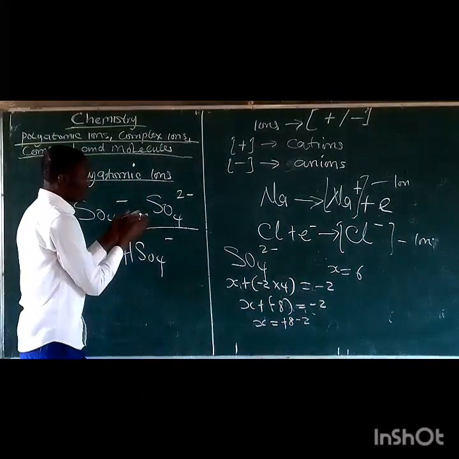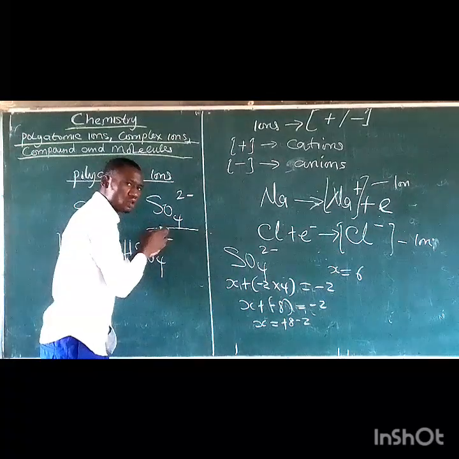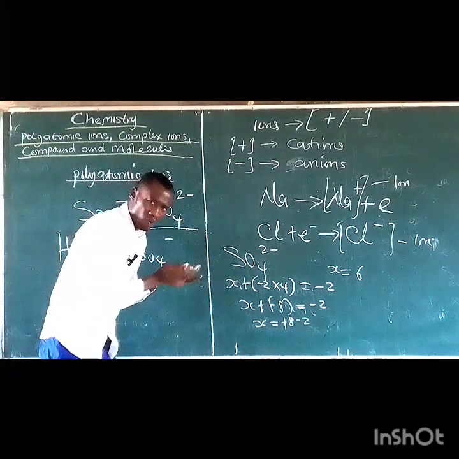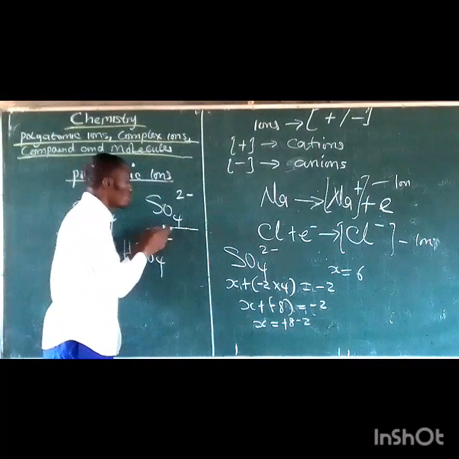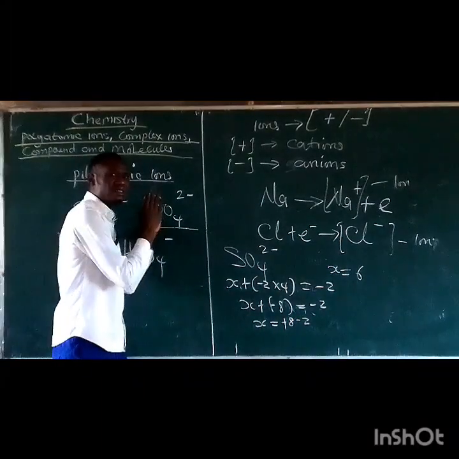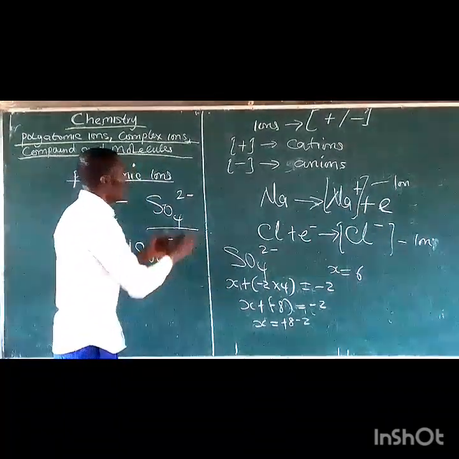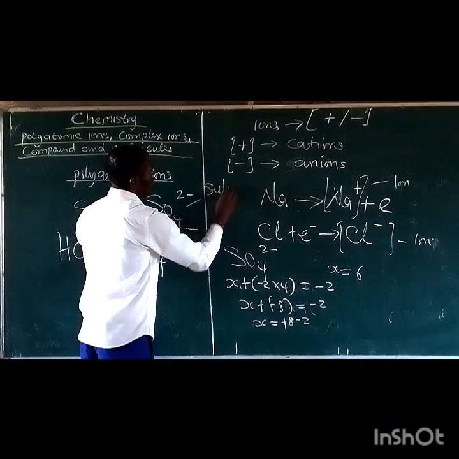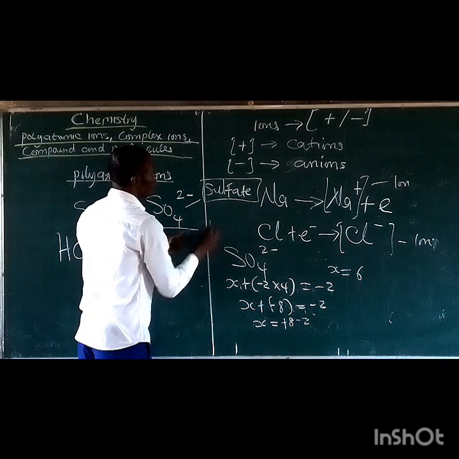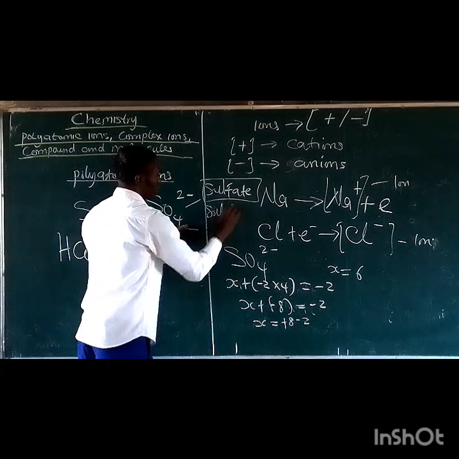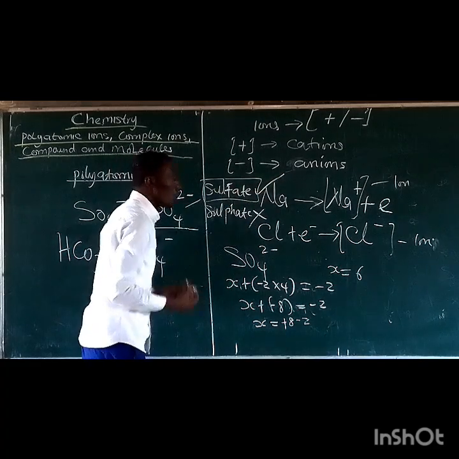So, this is tetraoxosulfate(VI) ion. Not a compound. It is not a compound. Tetraoxosulfate(VI) ion, a polyatomic ion. It's also called the sulfate. Notice my spelling. This is sulfate. It is not spelled like this. This is wrong. This is wrong. This is correct. It is spelled sulfate.